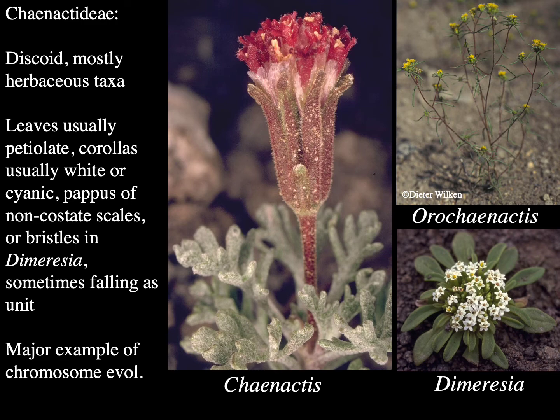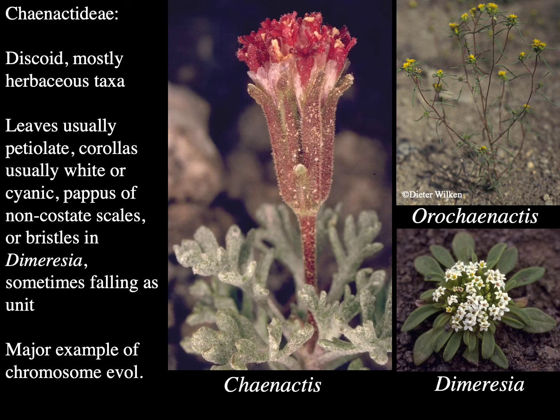So the Chaenactideae is not too diverse in terms of numbers of species or genera. There are only 3 genera, each of them shown here, Chaenactis, Orochaenactis, and Dimeresia. But they're very interesting evolutionarily, and we've studied this group quite extensively. We are concluding a study right now that we're preparing to submit on chromosome evolution and ecological evolution in this group.